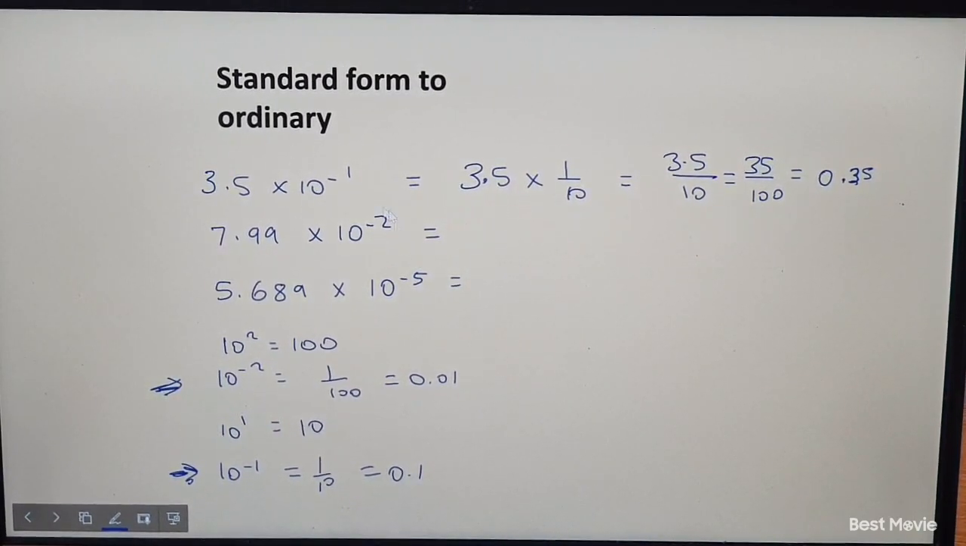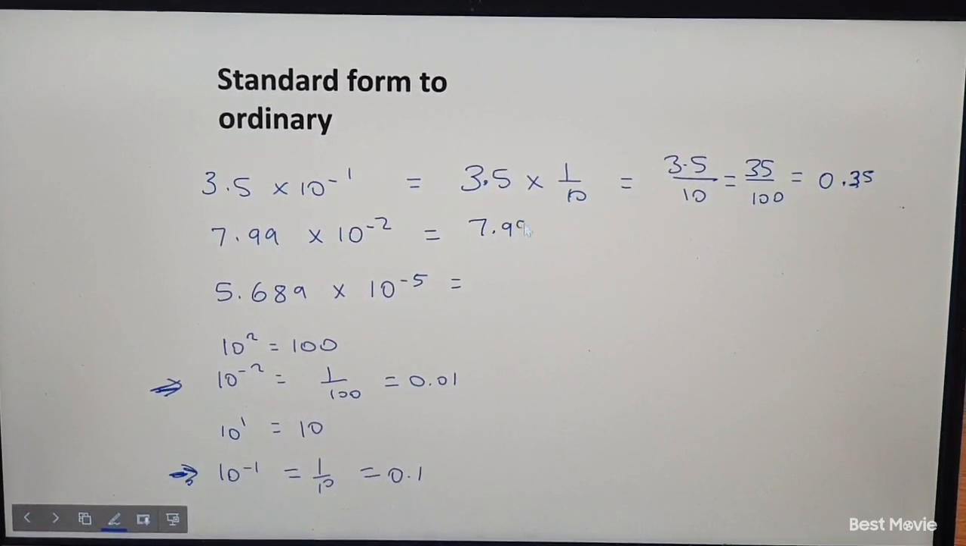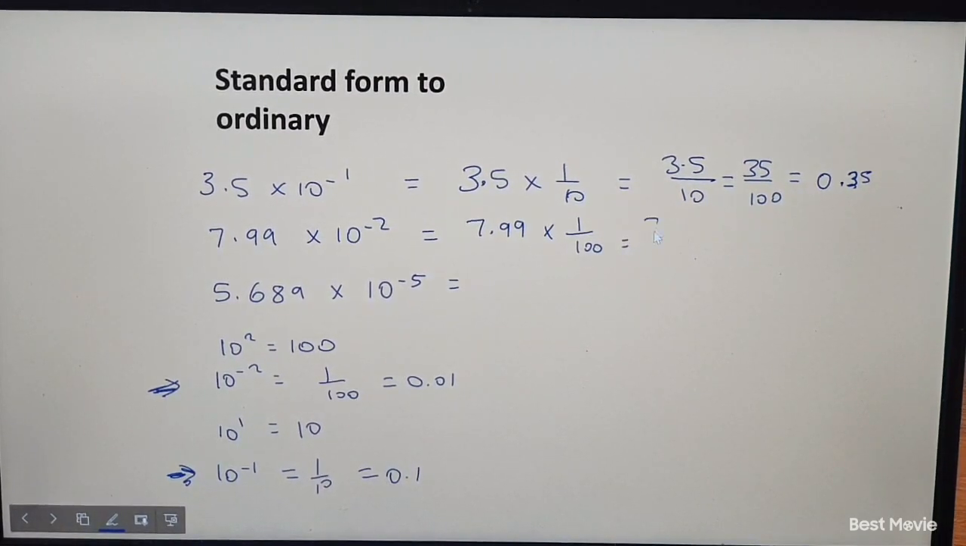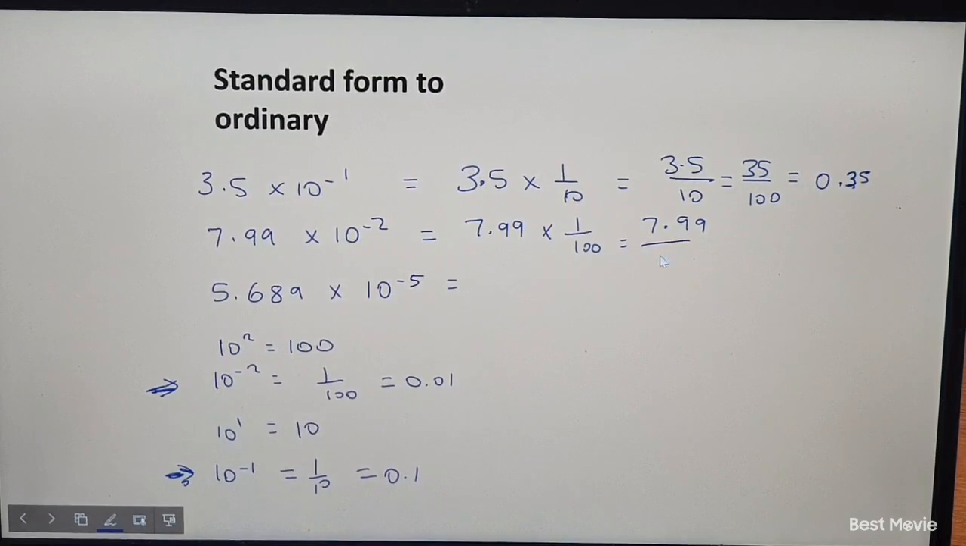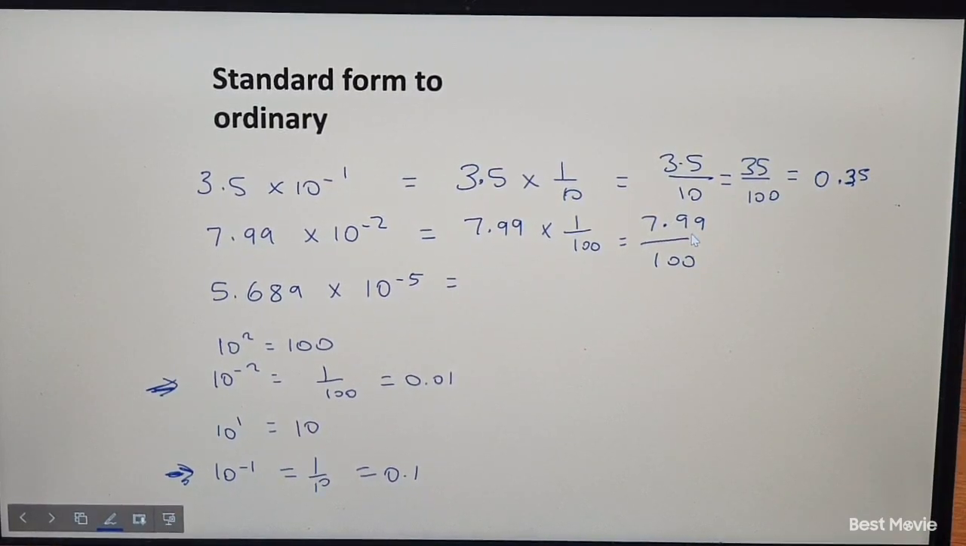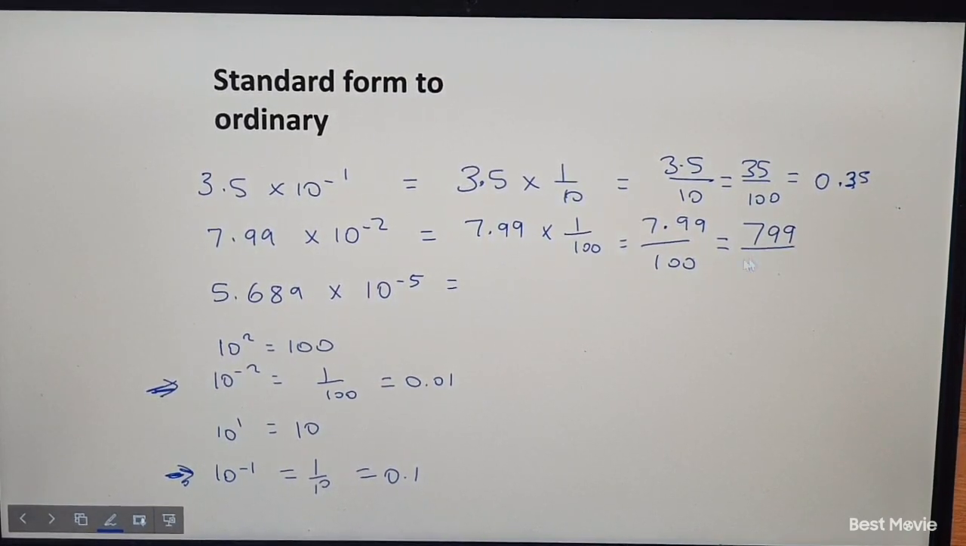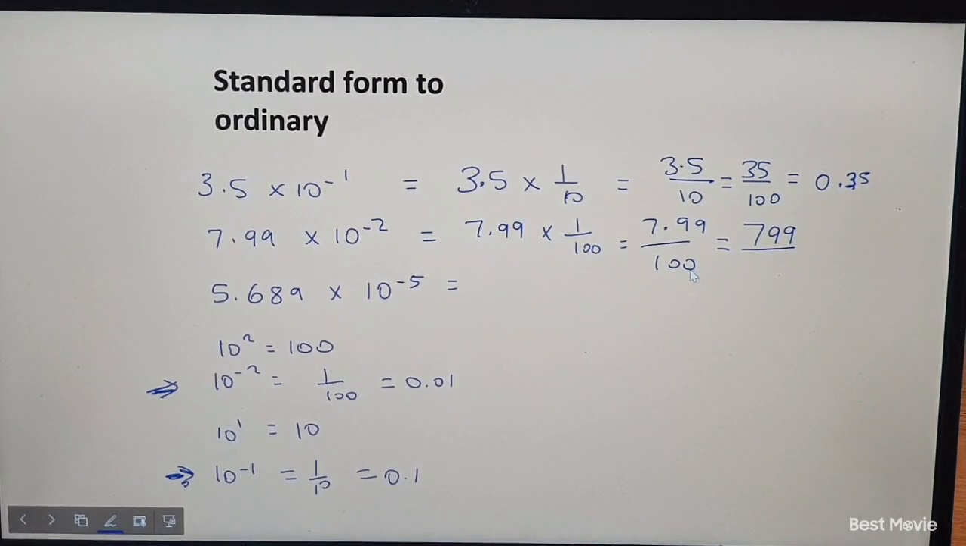Okay, the second one, 10 to the power of minus 2, as I said earlier, is 1 over 100. So this is 7.99 multiplied by 1 over 100. So 7.99 over 100. Change the decimal element by multiplying by 100. If I multiply 7.99 by 10, I will still have a decimal of 79.9. So I need to multiply it by 10 again. So to get rid of the decimal in the numerator, multiply 100 by 100.